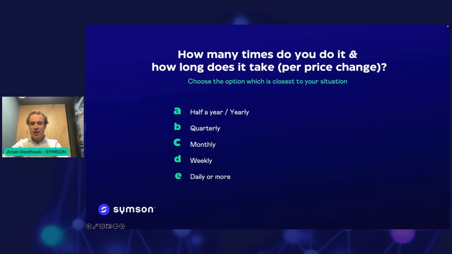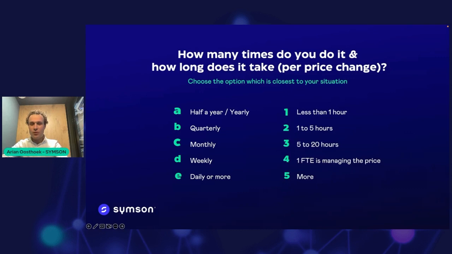Thanks for answering. And the last question we have for you is, how long does it take for you to do the price change? Is that less than an hour, 1 to 5 hours, 5 to 20 hours, 4, do you even have a full-time employee managing the prices, or 5, do you have more than one employee managing the prices? The last question for now.